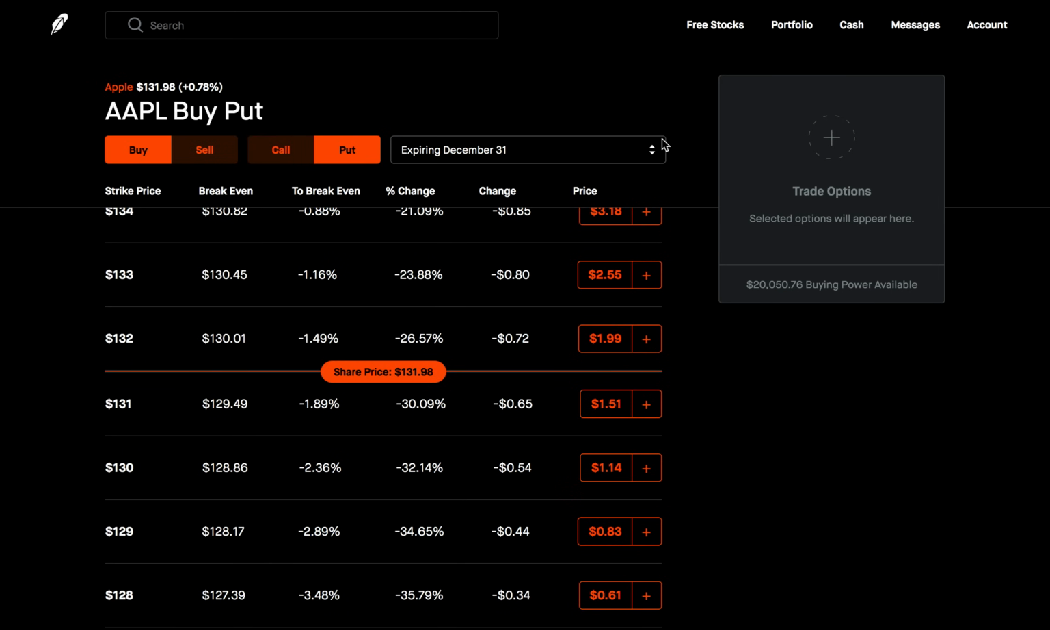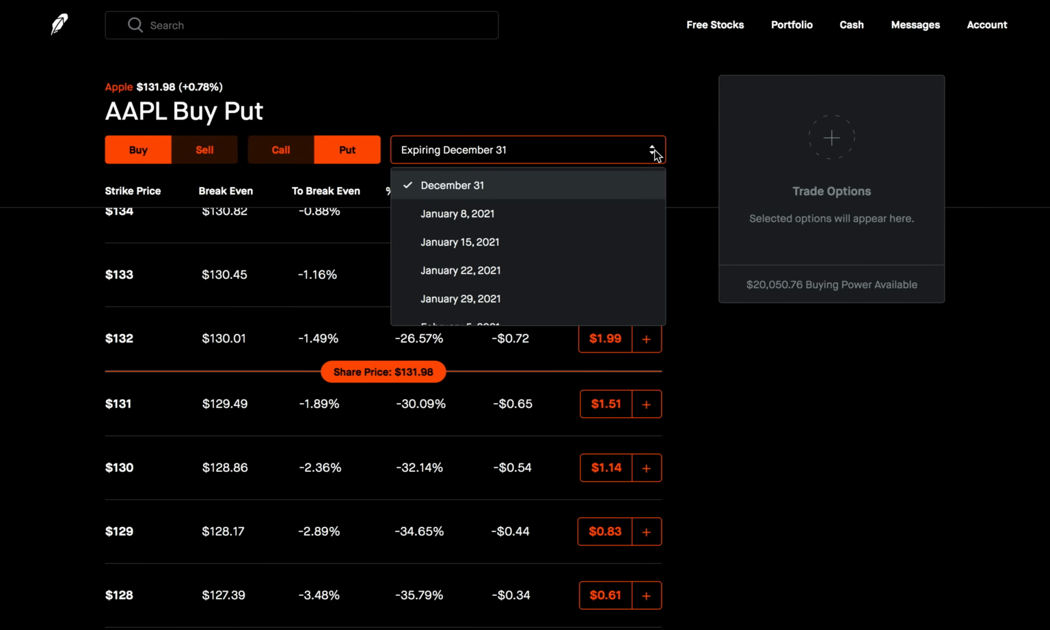Now, the next thing I want to take a look at is this drop down here. This drop down allows us to choose what the expiration date for our contract is. Now, generally speaking, most investors choose further out expiration dates. The reason being is that you want to give the stock enough time to move in the direction that you want it to move.